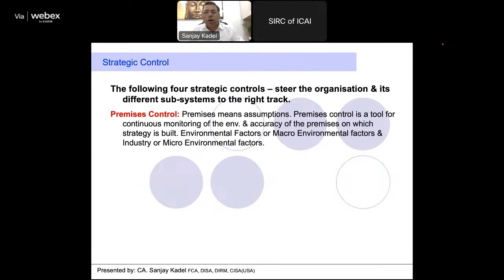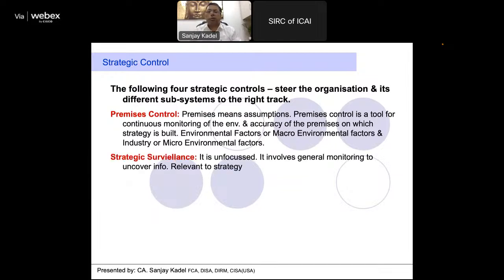So how to carry out strategic control activity? You can do it in four ways. First is premises control. What is the meaning of premises? Premises means the basis on which you have crafted the strategy, whether those bases still stand valid. You check that. That is called premises control. That means you keep on validating the basis, whether it is still valid or not.